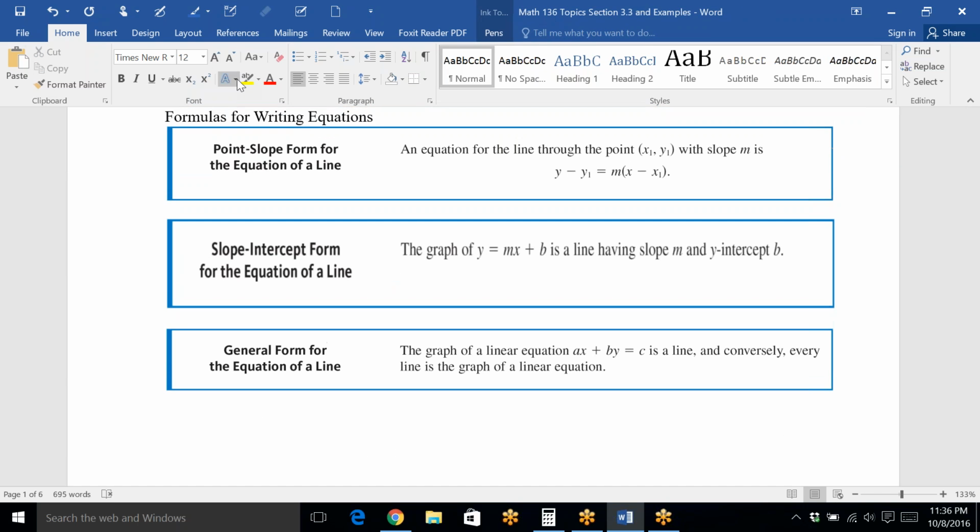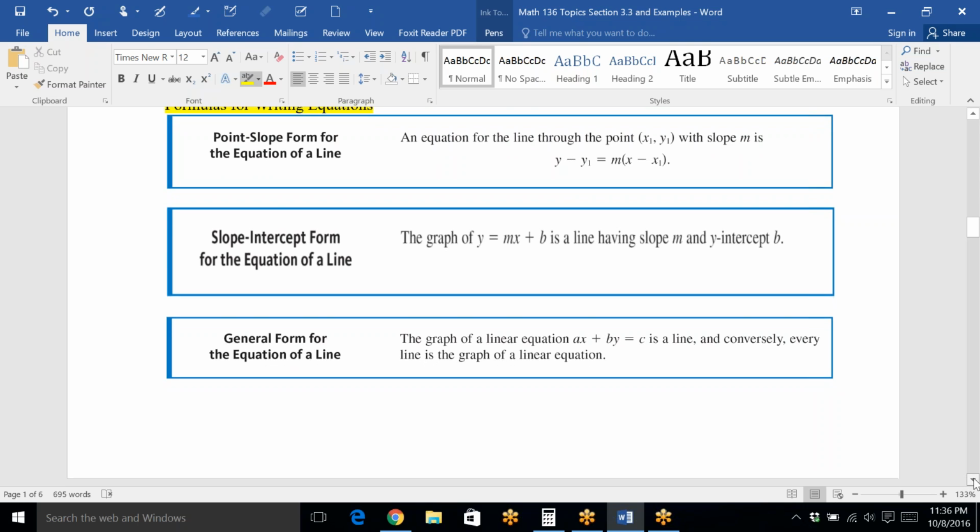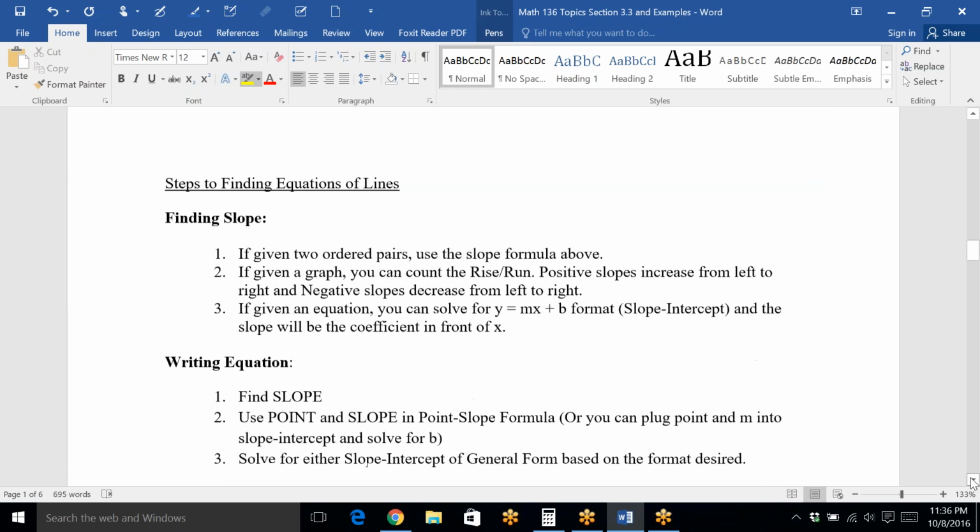Okay, just a couple other things. This is a crucial formula right here. If I tell you that any formula is important, it is definitely point slope. Point slope is your bridge between taking a point and a slope and turning it into an equation. It is crucial to know this formula. Then after you put it into point slope, you either solve it for slope intercept, which means you solve for y, or you get x and y on the same side with no fractions, which is called general or standard form.